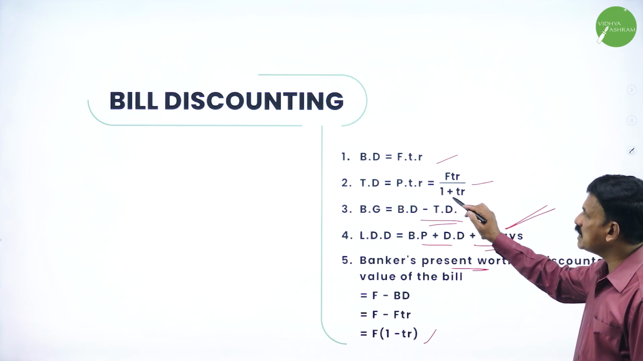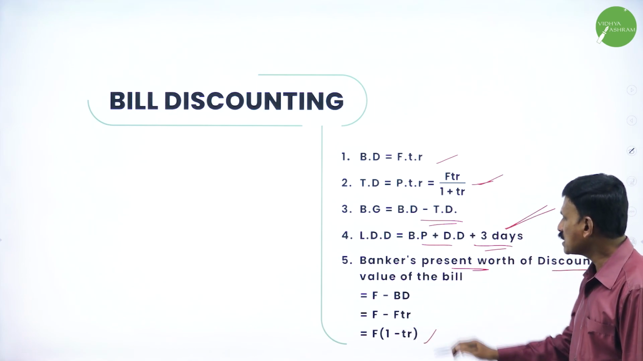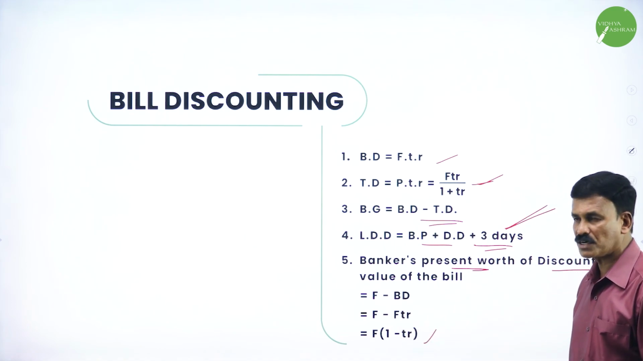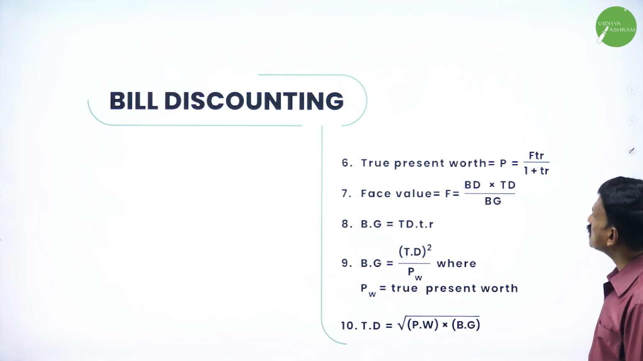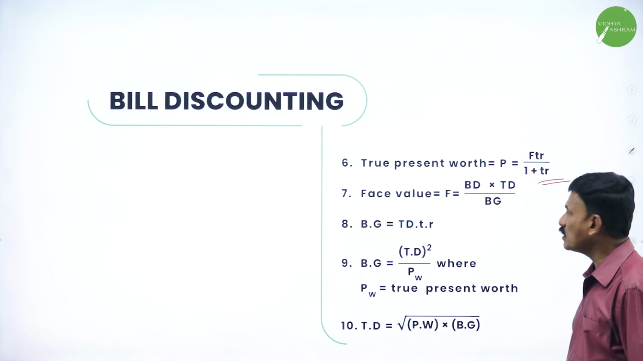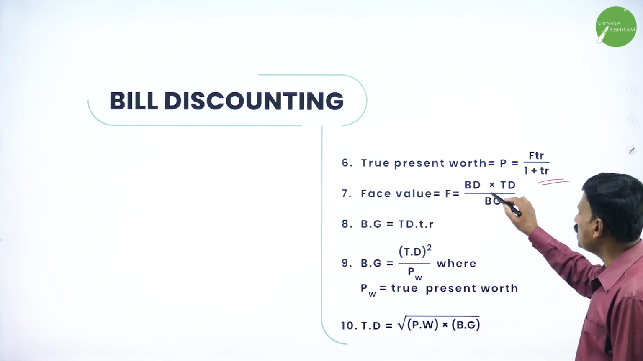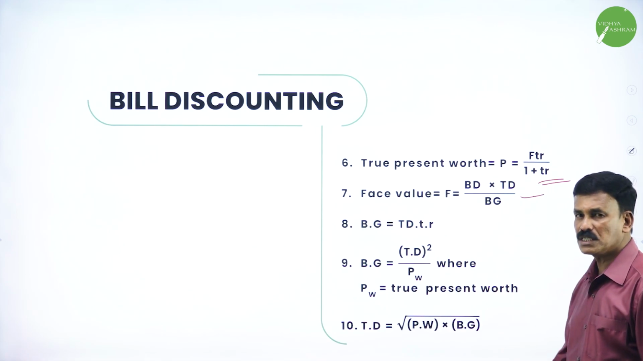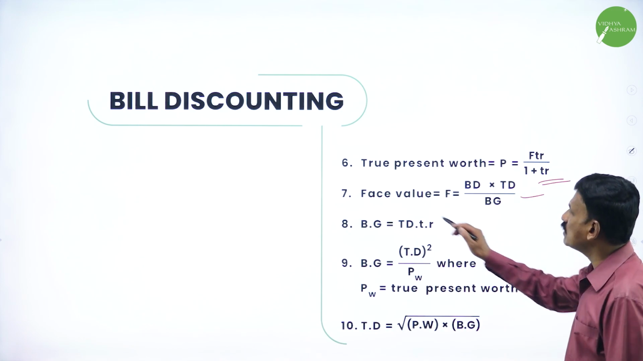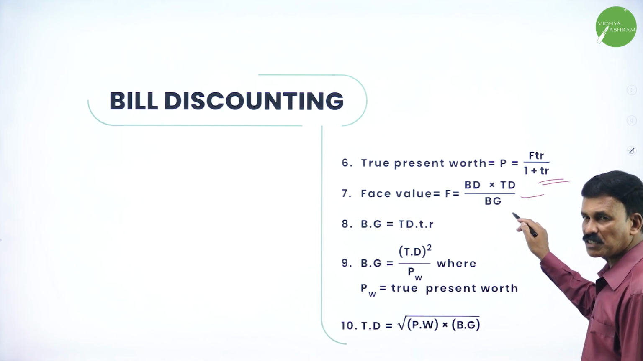Whereas the TD will give FTR divided by 1 plus TR. Whereas the banker's present value, or discounted value of the bill, is given by F into 1 minus TR. Right. Now, the true present worth is given by P is equal to FTR divided by 1 plus TR. Face value F is given by BD into TD divided by BG. That is, banker's discount into true discount divided by the banker's gain will give the value of F, that is the face value. Face value F is equal to BD into TD divided by BG.